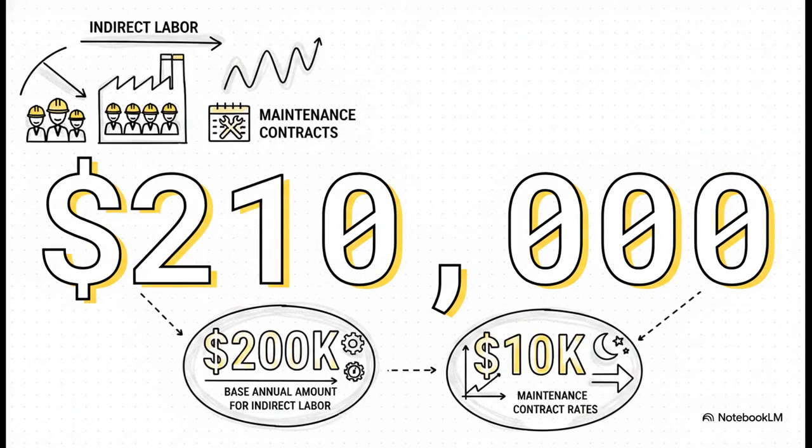And finally, the mixed costs total exactly $210,000. This covers that $200,000 of indirect labor we mentioned earlier that had a base annual amount plus a variable rate, and the $10,000 maintenance expense that mixed a fixed weekday contract with variable weekend rates.